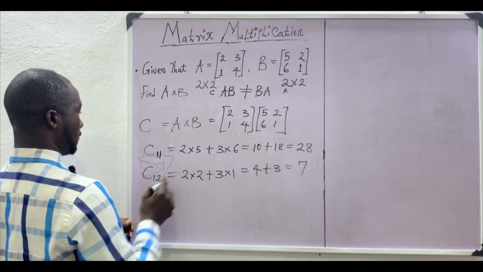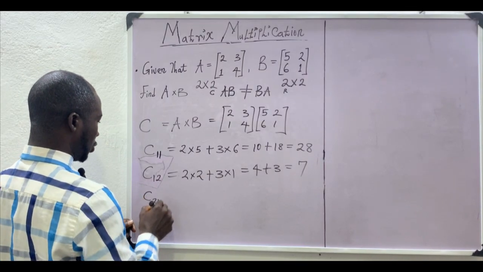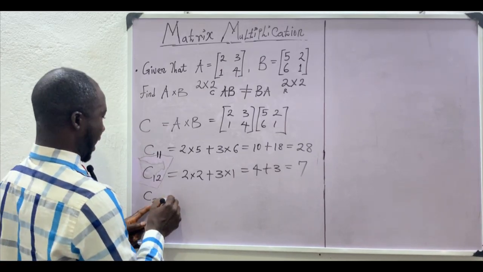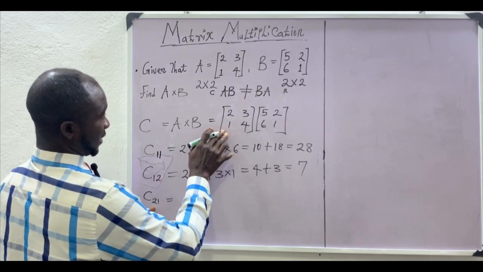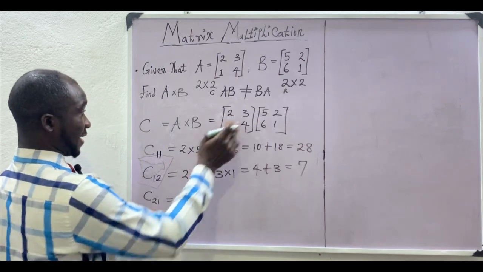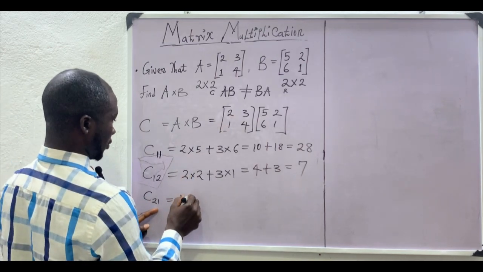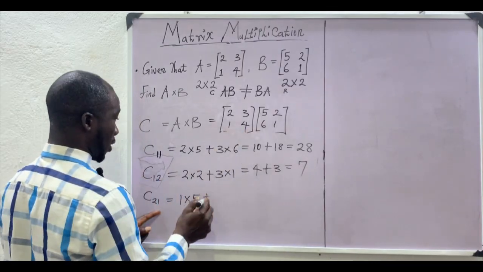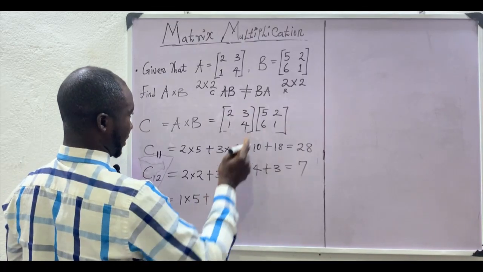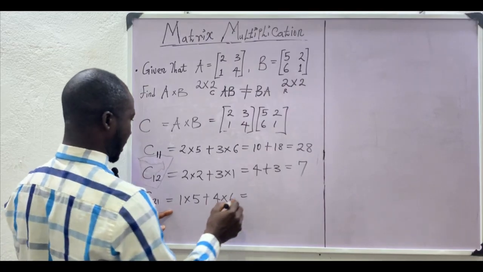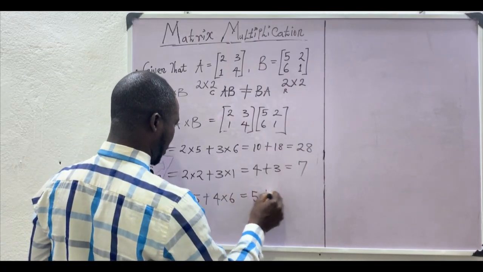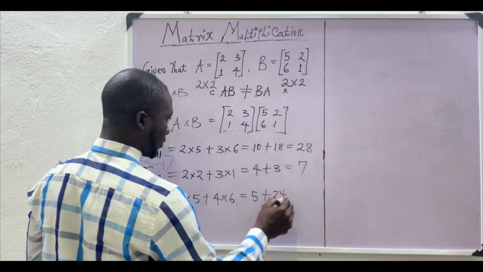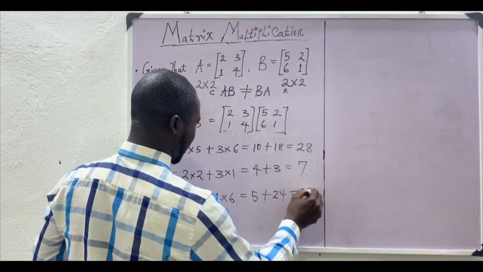I will go further to obtain C21. Here, I have picked the second row and the first column. So the first entry in the second row is 1, times the first entry in the column, which is 5, plus the second entry, 4, times the second entry, which is 6. This is exactly 1 times 5, which is 5, plus 4 times 6, which gives us 24. And this is now exactly 29.